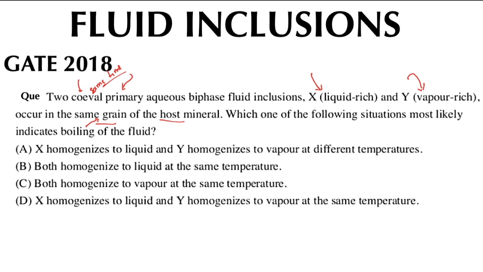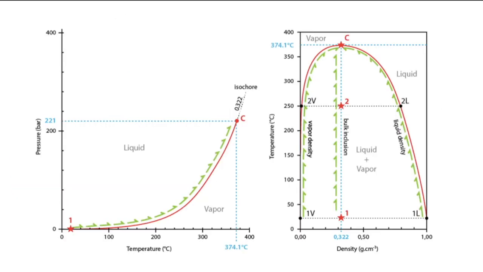Now it says, which one of the following situations most likely indicates the boiling of the fluid? Which of the situations will indicate the boiling? Boiling is the point where liquid and vapor are coexisting, right? Now there are these options here. Okay, so first let's understand the concept behind it, and then we'll see whether we can apply those concepts in this to find out the answer. Okay, now look at this curve.